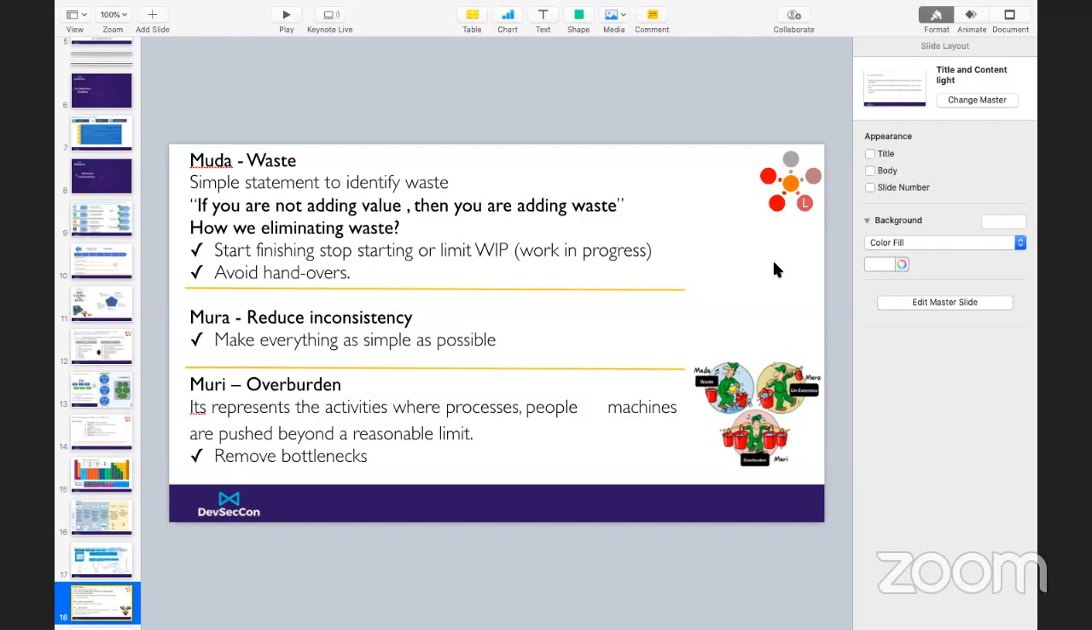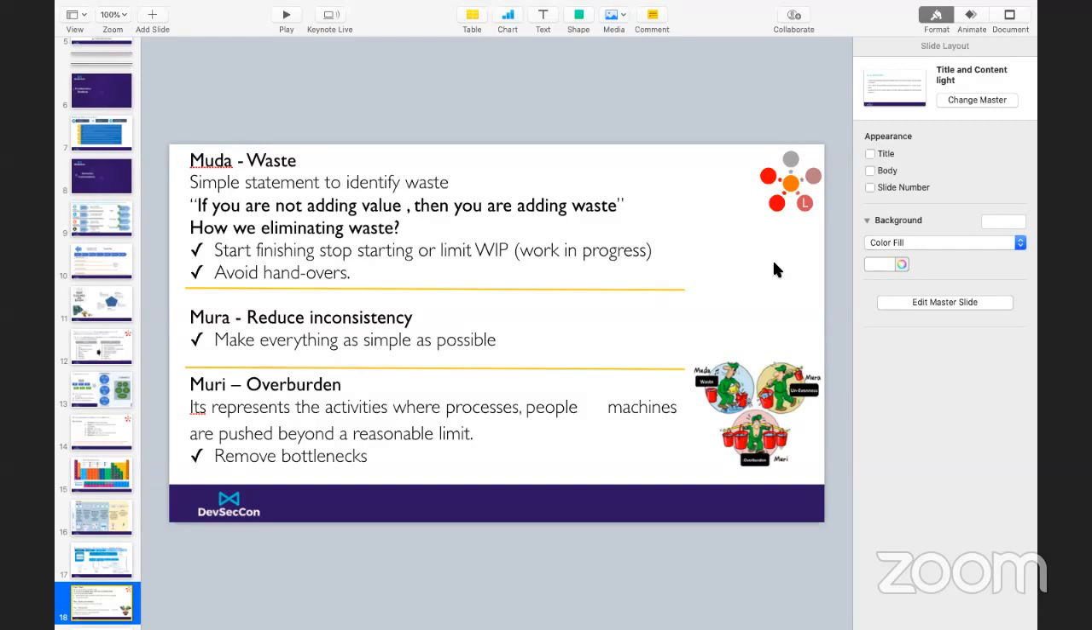The next thing is you need to reduce inconsistency. This is like in the Japanese lean process: muda, mura, and muri. Mura is reducing inconsistency. Make everything as simple as possible, but not simpler. Wherever possible in our product and process, we should be striving for simplicity. We must avoid complexity.